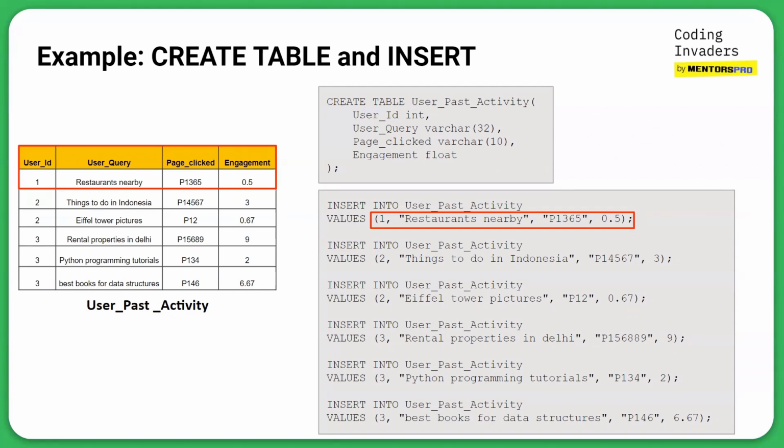1 is for column user ID. Then we write restaurants nearby in quotes for column user query. In types of data, you have seen that string data types need to be written inside quotes. It can be either single or double quotes. We are following the same here. Similarly, for column page clicked, we have a string value, that is P1365 in quotes, and then we have 0.5, that is to insert the value in our column engagement. Now let's move to the SQL editor and get our hands dirty.